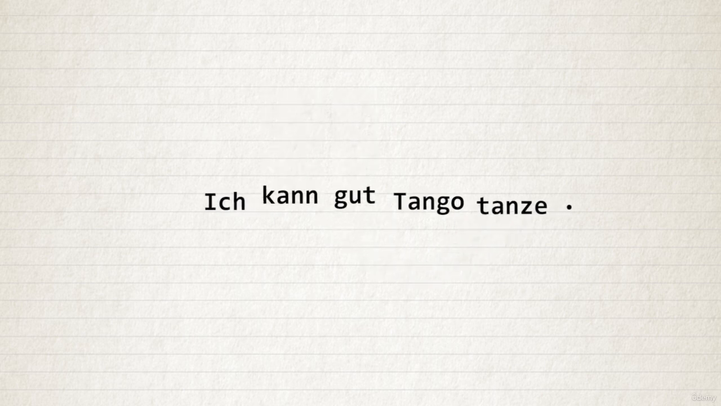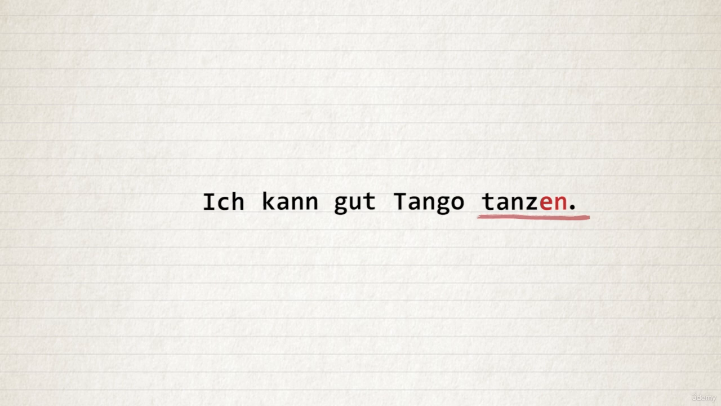For example, ich tanze Tango is a normal German sentence. But if we add a modal verb to the equation, we get ich kann gut Tango tanzen. The modal verb gets conjugated like the modal verbs do. But the other verb gets pushed at the back of the sentence and it stays in the infinitive form. It ends in en.